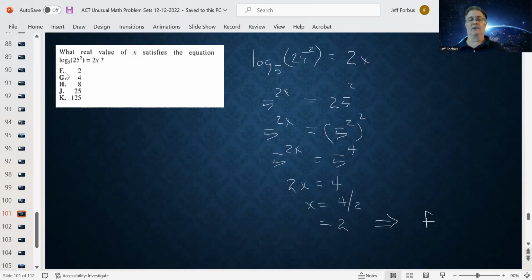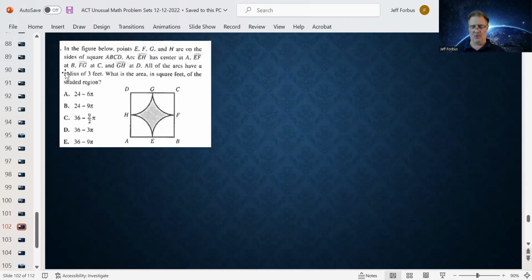The key thing here is to get your bases in the same power. It's really important when you're working with exponentials, and especially on the ACT. They love to make you make that conversion that way. All righty, let's move to the next one. Got a few more and we'll be done.